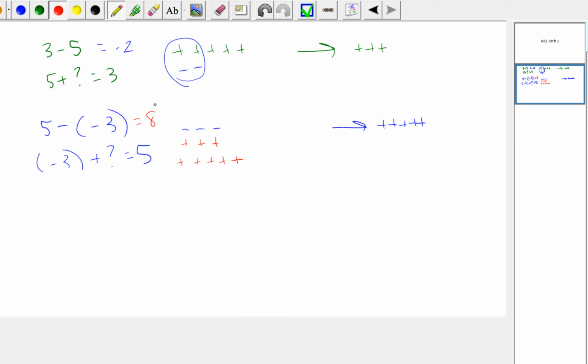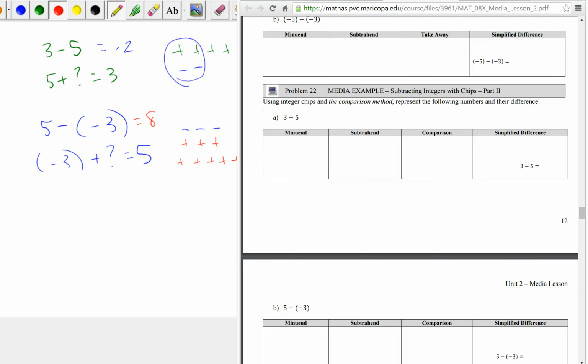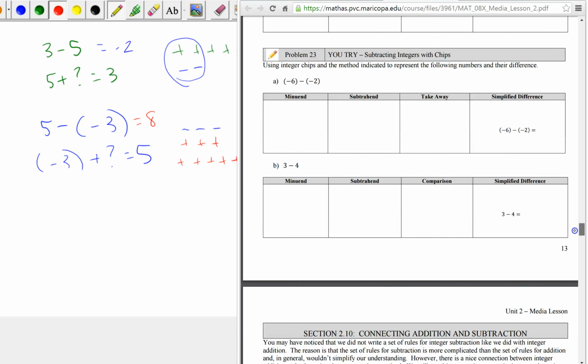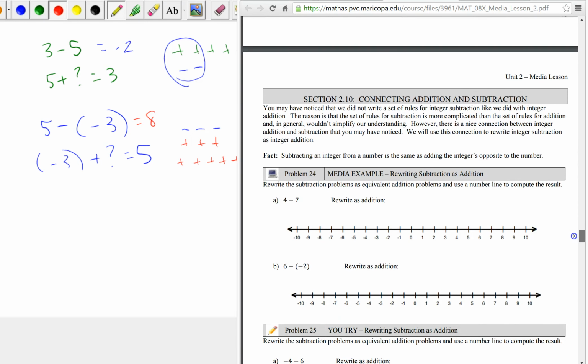So they're both useful. Whichever one your students connect with more, or you can try one or the other or both. Here we have connecting addition and subtraction, and this section is notoriously difficult for them.